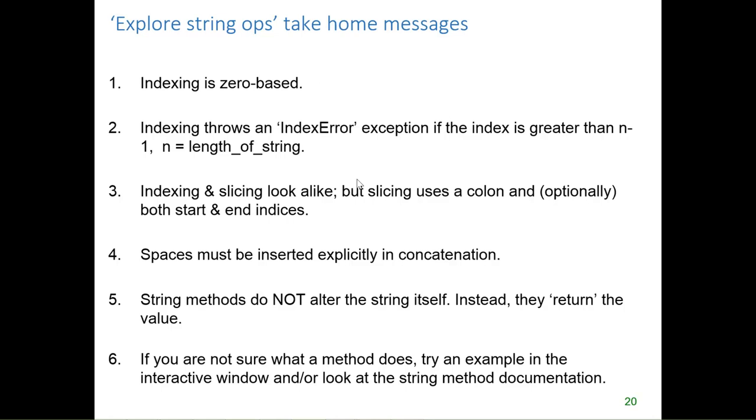Spaces must be inserted explicitly in concatenation, or things will just be put right next to each other. String methods do not alter the string itself. Instead, they return a value. Like we had all lowercase GIS rules return, but our GIS was still capitalized in the original variable. Lastly, if you're not sure what a method does, try an example in the interactive window, or look at the string method documentation. Usually one or the other or both will be helpful to figure that out. A lot of them are named intuitively.